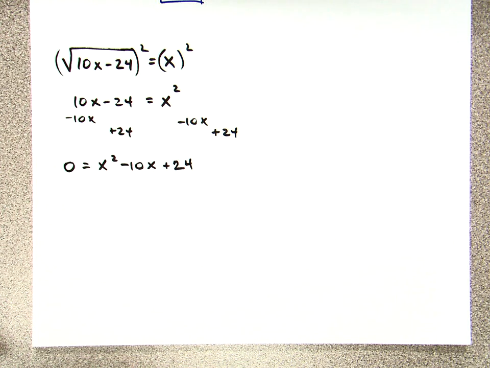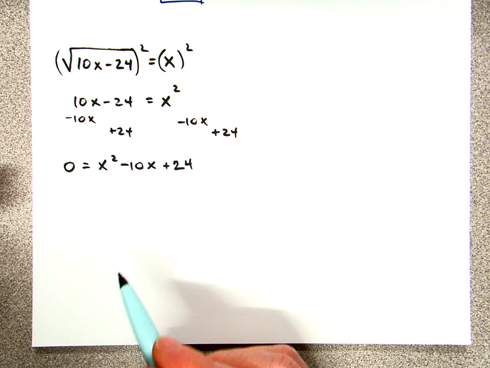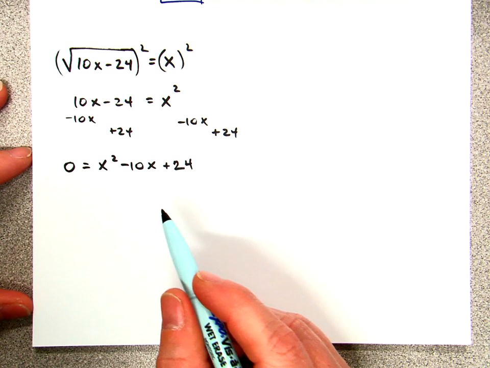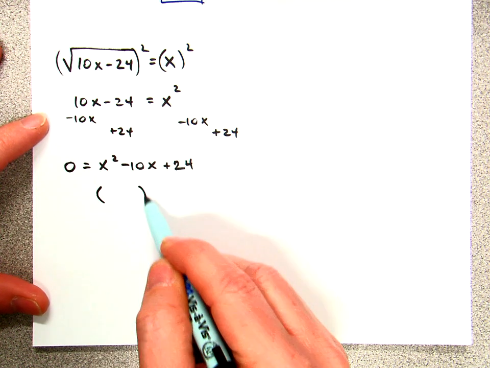So now I'm ready to factor. I got it equal to 0. That means if this thing factors down, I can use 0 to my advantage, right? Now, whichever factoring method you want to do is fine. I'm just going to do an old guess and check method.